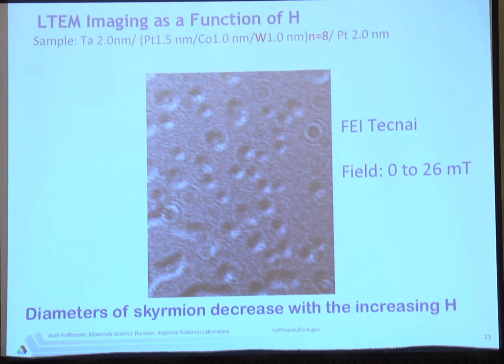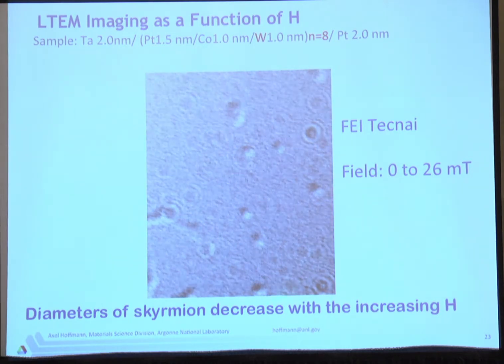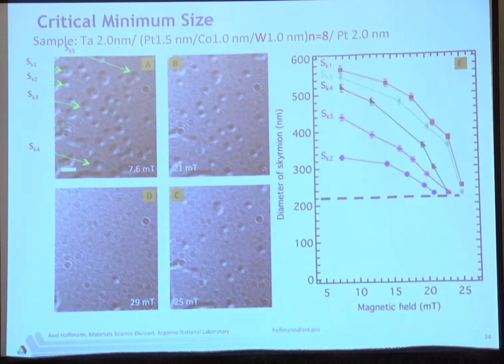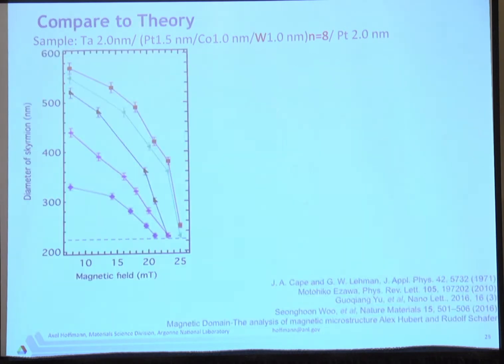So one thing that we can do is look at how the size evolves as a function of field. So we apply fields, we squeeze them and make them smaller. So here you see now the imaging. As we increase the field, they become smaller and eventually they vanish. If you look carefully at it, you see that the size evolves like this, and at a critical size, they all vanish independent of where they started. Which again, I think shows you that there is lots of variation with pinning in this sample.